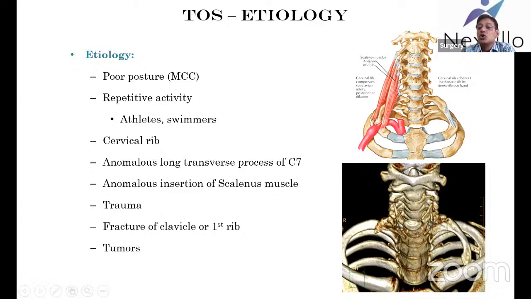It may be due to tumors that may be present in this area, as we will see later on. A very important syndrome is associated with the tumor compressing these structures here. Then this may also be due to abnormal bands and ligaments. So these are various reasons why thoracic outlet syndrome precipitates, and among these, by far the commonest cause for thoracic outlet syndrome is poor posture, most common cause.